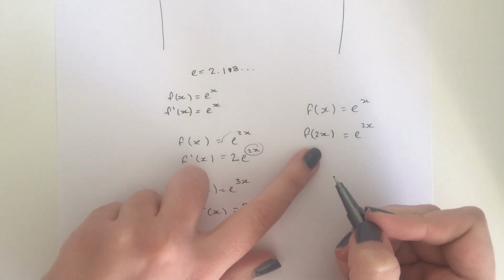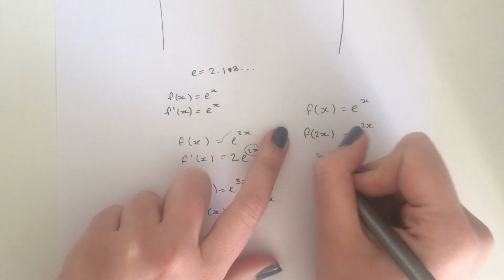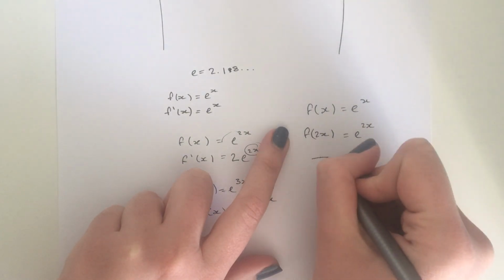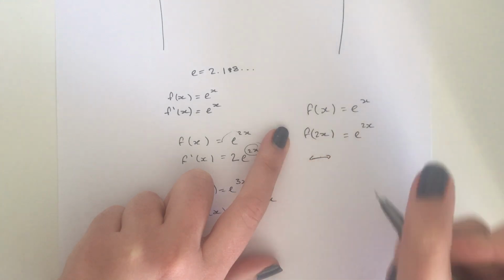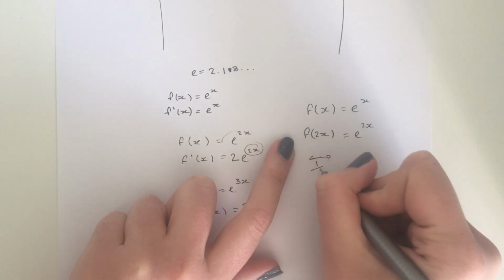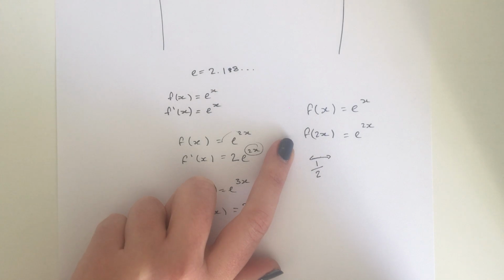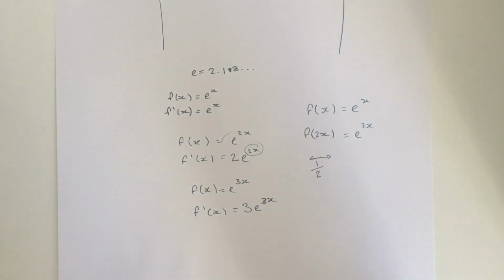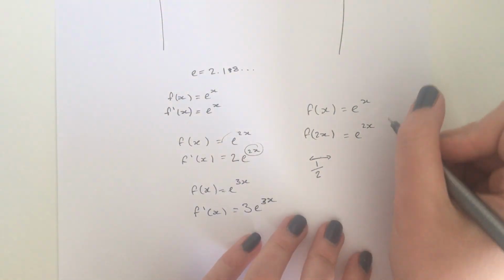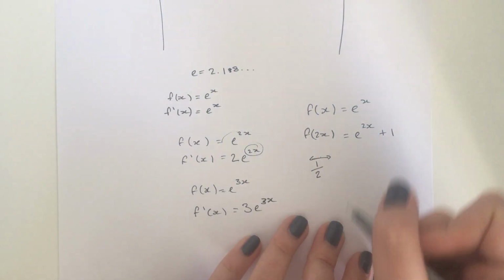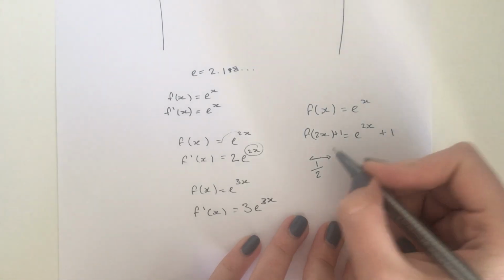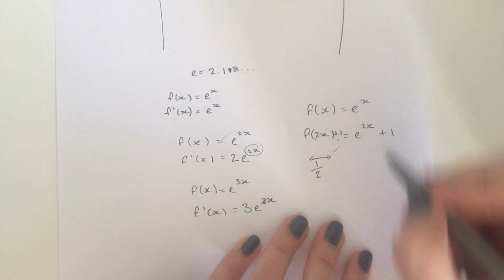And so here I can see this is going to be a stretch horizontally, in my x direction. And I'm going to stretch by a factor of a half because we're inside the brackets. So everything's going to shrink in like this. And then the same thing if I wanted to add 1. Then this would be f of 2x plus 1, and this would mean shifting up 1 as well, and so on.